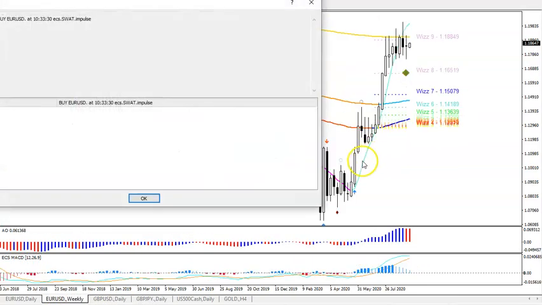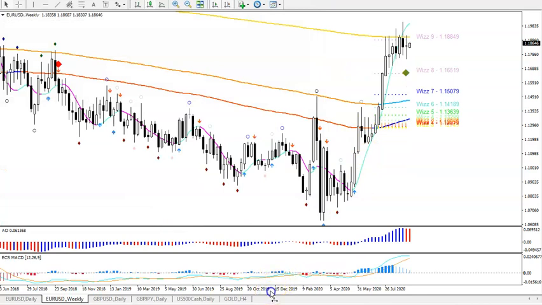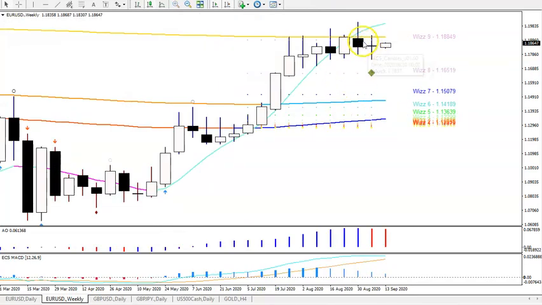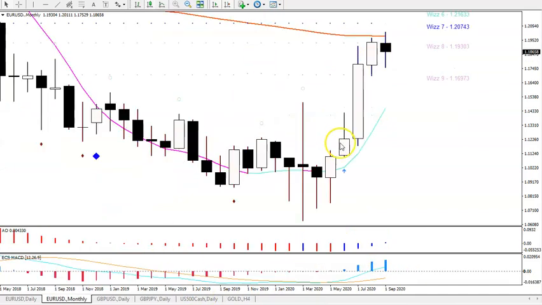Let's take a look, by the way, at the euro dollar weekly chart. I forgot to look at it. Yes, here we go. Doji indicating indecision. So it could really go both ways at this moment. And so far, monthly candle, not so special at this moment.